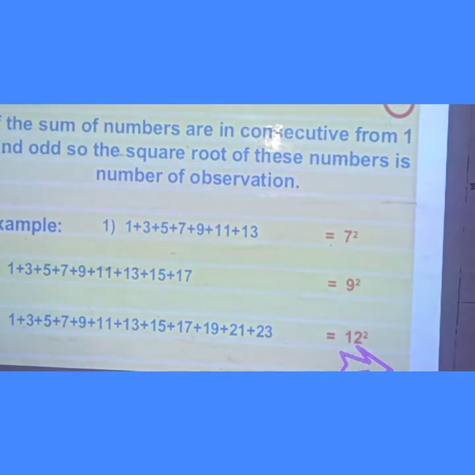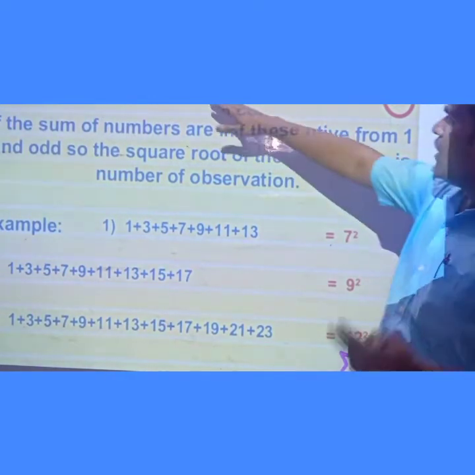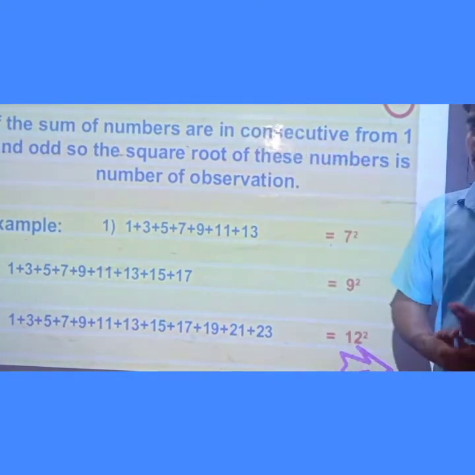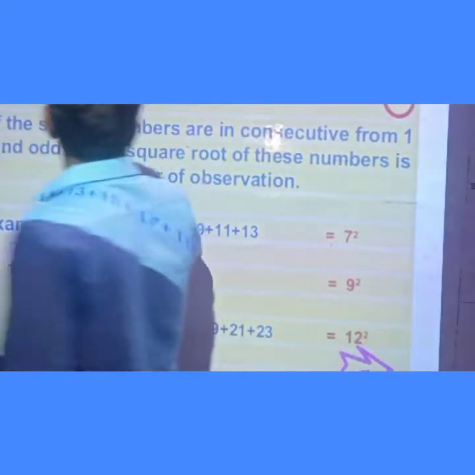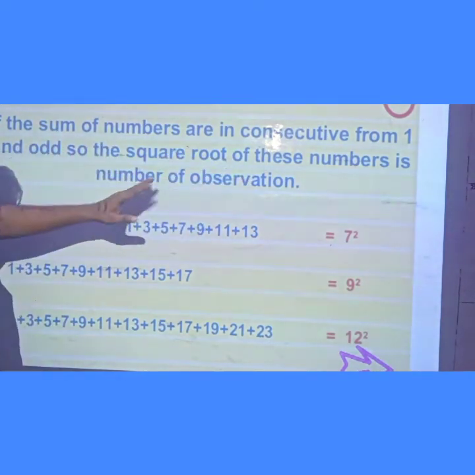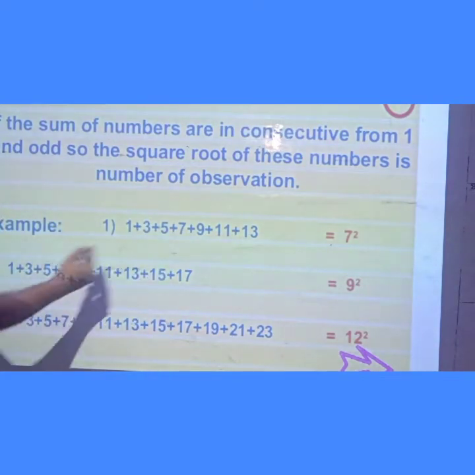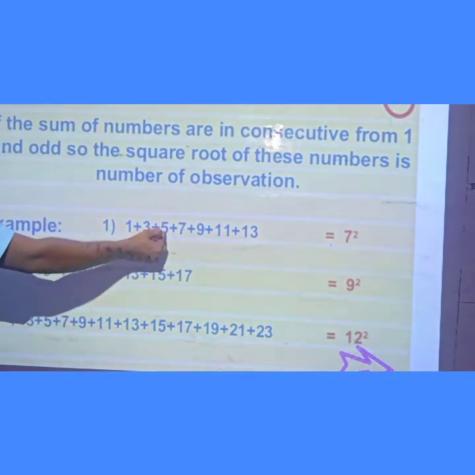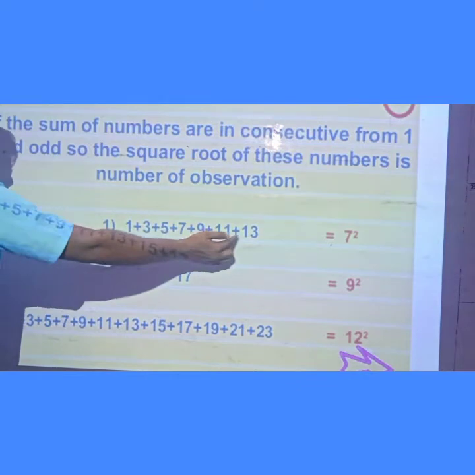Now student, we will learn adding odd numbers. If the sum is of consecutive odd numbers starting from 1, then the square root of that sum is the number of terms. For example, 1 plus 3 plus 5 plus 7 plus 9 plus 11 plus 13.